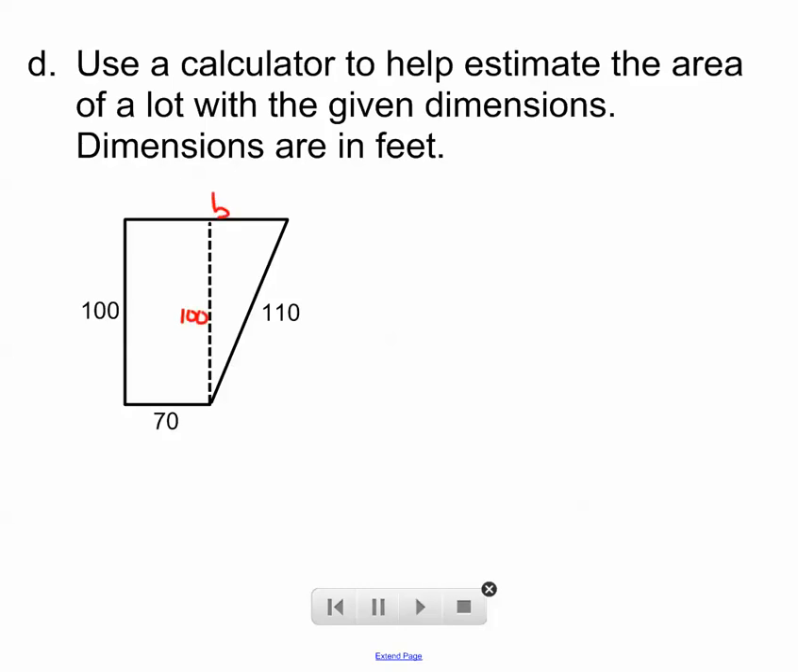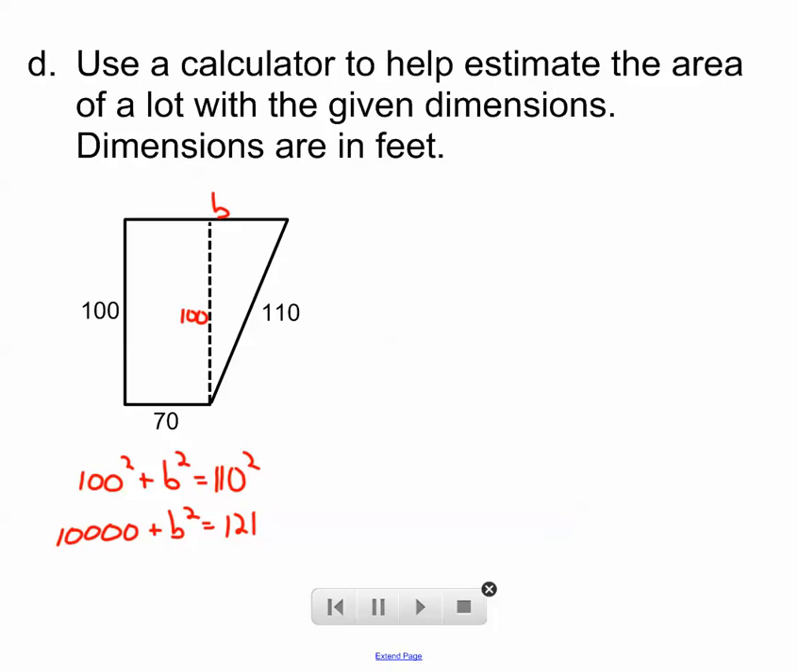Here's the issue right here: we don't know the base of this triangle. We know its height is 100, but we don't know its base. We can't use 110 for the base because then this distance right here would be the height, and we don't know that either. So we can do the Pythagorean theorem, though, and figure this out. The legs are 100 and b, so we'll go 100 squared plus b squared, and the hypotenuse is 110, so the sum of those two legs squared should equal 110 squared.